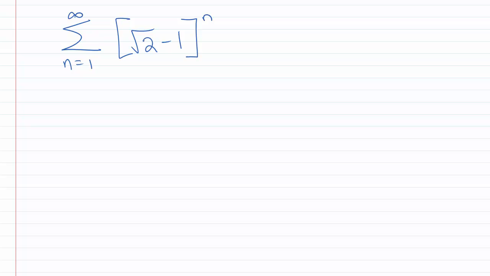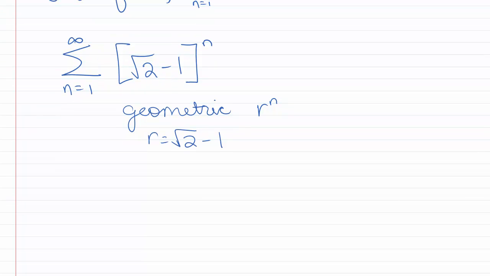Let's try another example. Let's look at the sum n equals 1 to infinity of the square root of 2 minus 1 to the n. Now this looks kind of strange, but after staring at it for a minute, you'll realize that this is really geometric. It's just a number r raised to the power n. In this case, r is going to equal square root of 2 minus 1. So now we need to know something about the square root of 2. We know it's a number that's between 1 and 2. It's like 1.7. So 1.7 minus 1, this is going to be approximately 0.7, and it's less than 1.